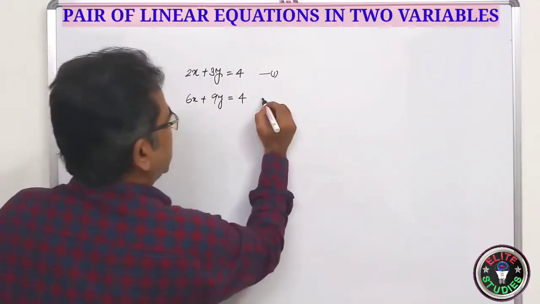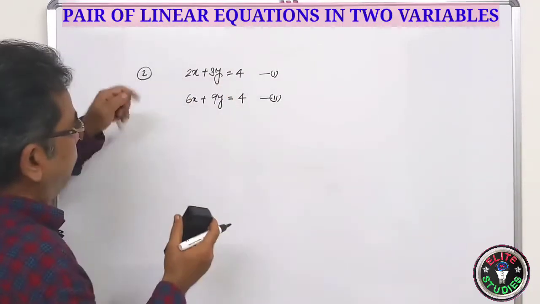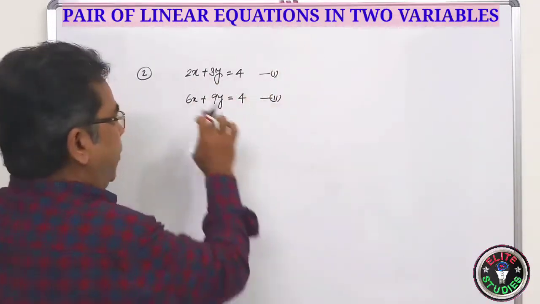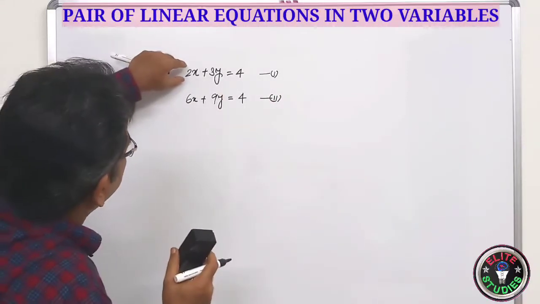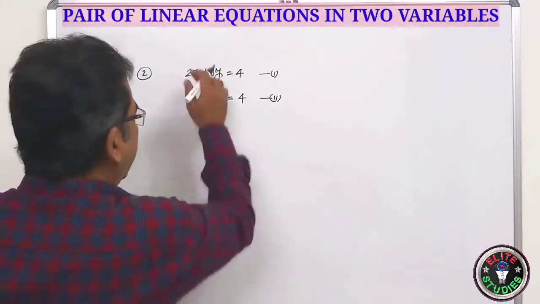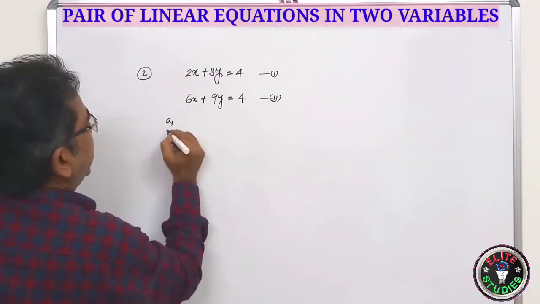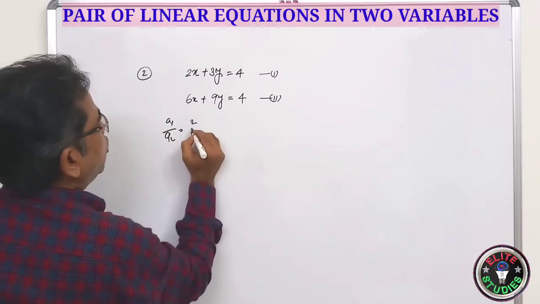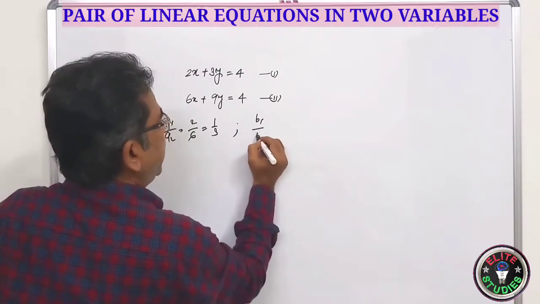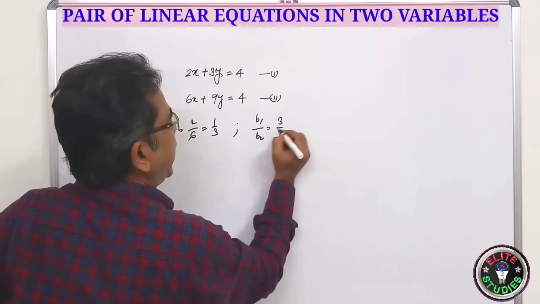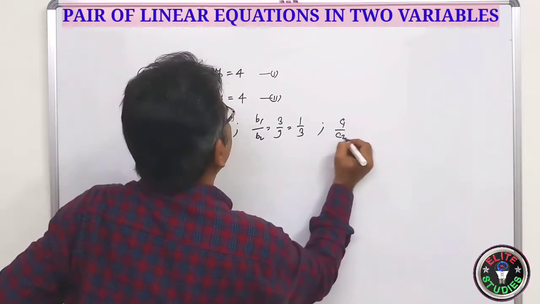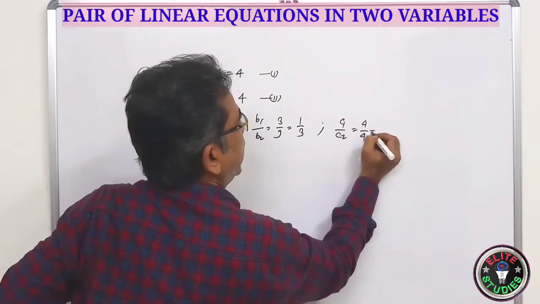So here if you see, again I will repeat, in the previous case we have multiplied the whole equation by a number, but here we have only multiplied this a1 and b1 with a fixed number to get this equation. Here if you see, this is a1 by a2, it is equal to 2 by 6, it is equal to 1 by 3, and b1 by b2 is equal to 3 by 9, so it is equal to 1 by 3, and c1 by c2 is equal to 4 by 4 is equal to 1.